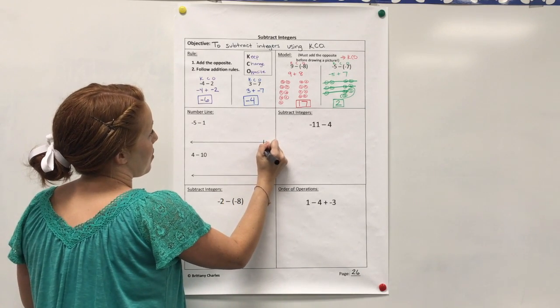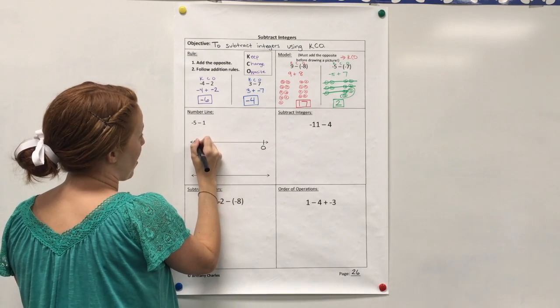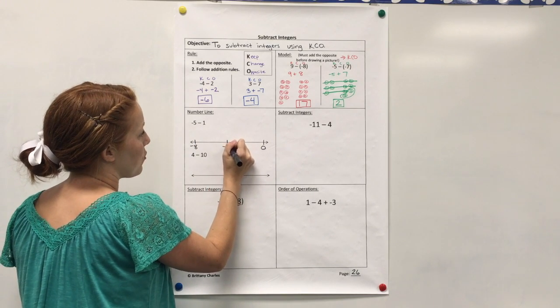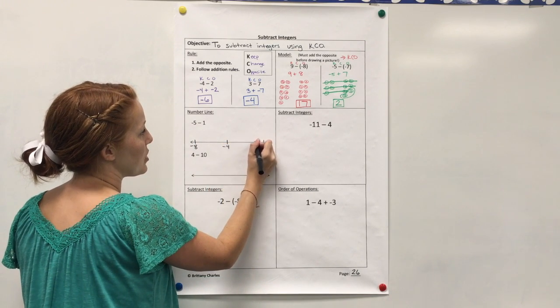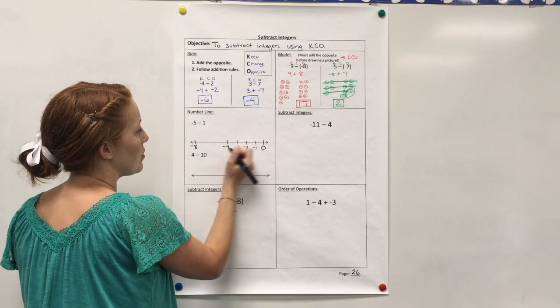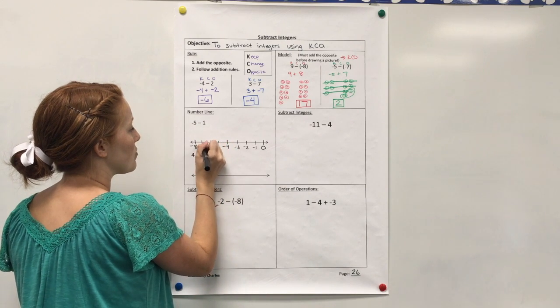So we're gonna put 0 all the way over here. And we'll just go to maybe about -8. This would be -4. Make 3 marks in between. 1, 2, 3. 1, 2, 3. -5, -6, -7.